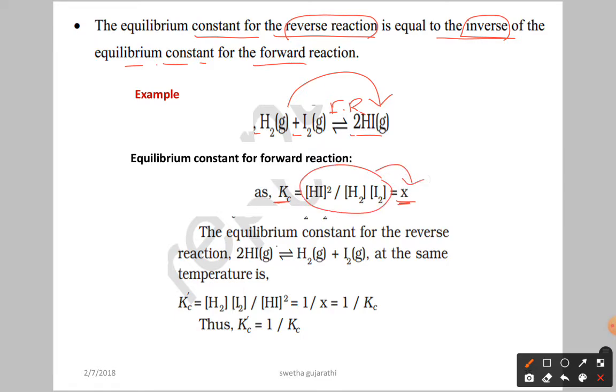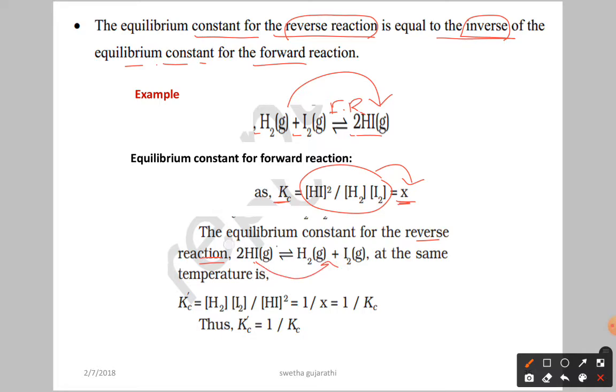Sorry, for this I am assuming it as X. Okay. Now let us go for the next: the equilibrium constant for the reverse reaction. Now I am going for the reverse reaction. Reverse reaction means HI is now the reactant, and the products are H2 and I2. Now HI is converted into H2 and I2.